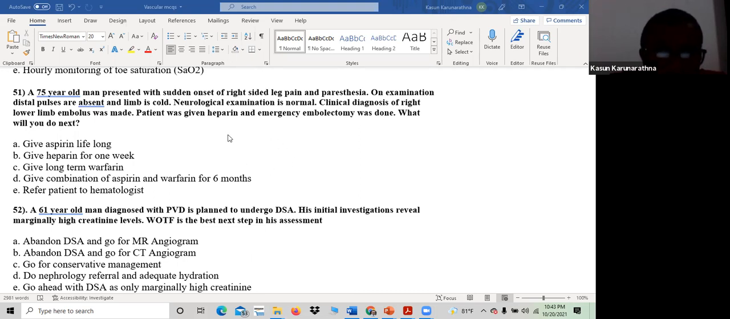If it is unprovoked, if you can't find a source, that is a bit of a difficult clinical scenario. Anyway, you should continue long-term warfarin, right?